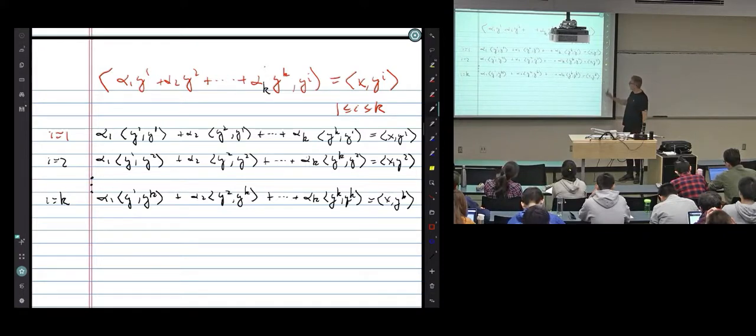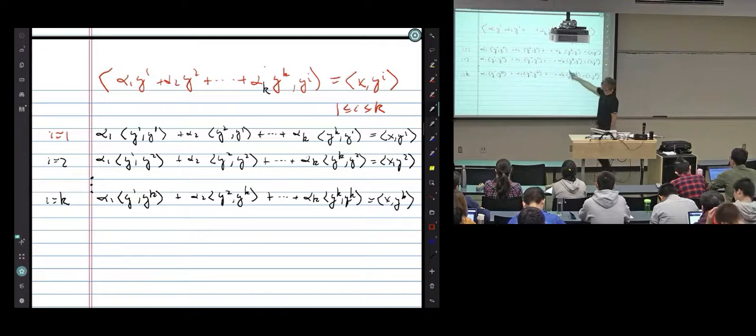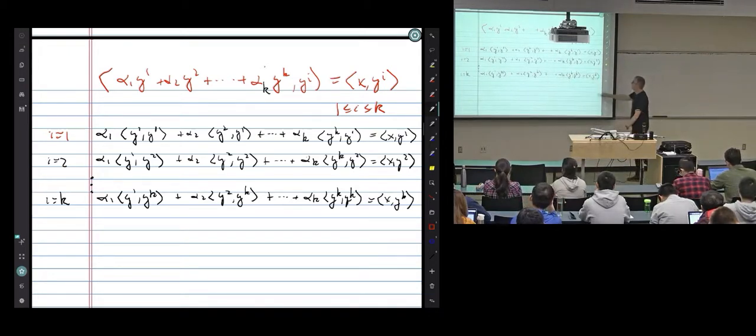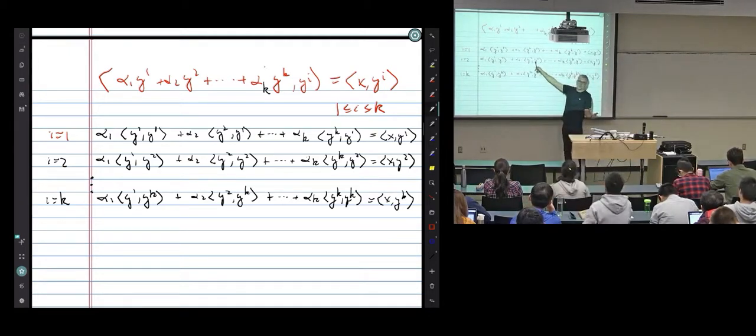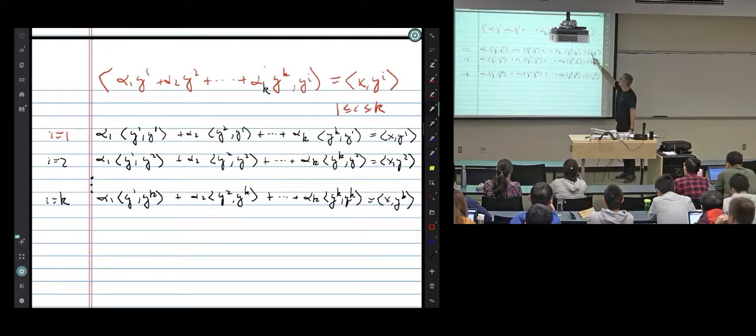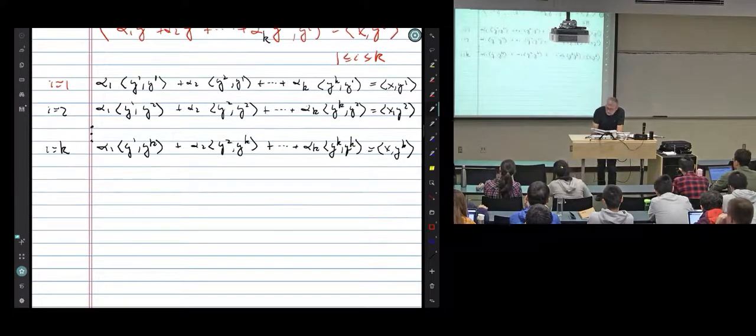Okay, so barring typos, remember, these are in our field, so we're taking it to be the reals. The alphas are just real numbers. The inner products of our abstract vectors are just real numbers. The inner product of the abstract vector x with our basis element, these are just real numbers. This is just a set of simultaneous equations in alpha 1, alpha 2, ..., alpha k. Okay? It's just a matrix equation. So let's just write it in matrix form.